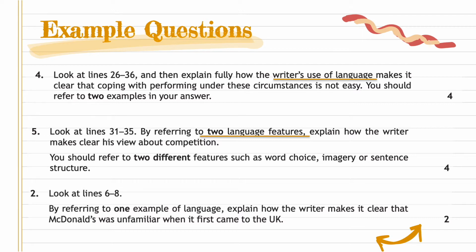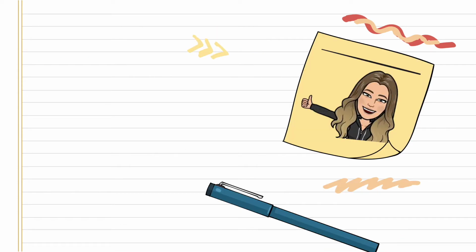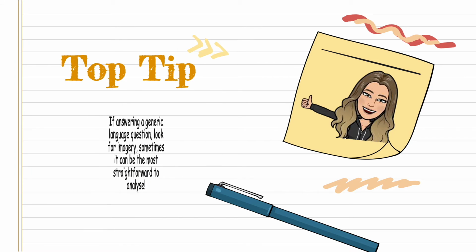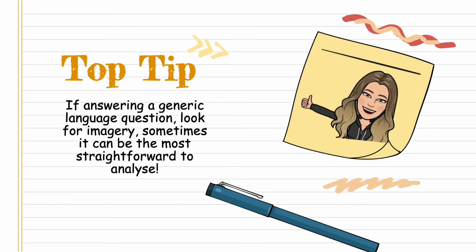So you can see it can be as little as 2 marks or as high as 4. And imagery, when the question says language, if it does not specify, is a completely acceptable answer to take. Which brings us to a top tip. If answering a generic language question, look for imagery. There will be at least one. Sometimes it can be the most straightforward to analyse and it will be able to get you the marks.